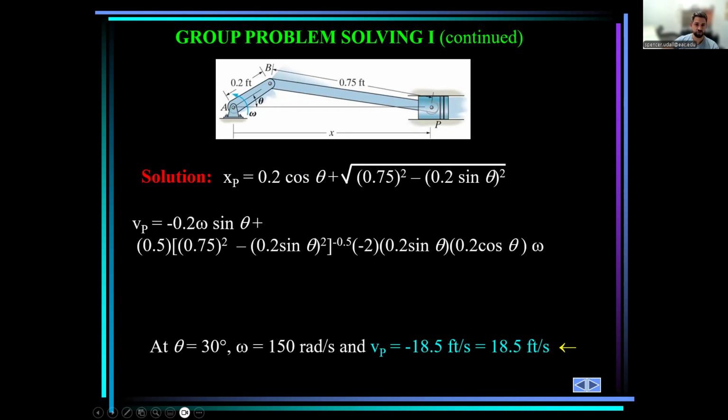Okie doke. So that's a pretty good one. Make sure you understand how we set up that relationship, because really that's the key part of this. After that, it's just making sure you do your chain rule and do your derivatives correctly.